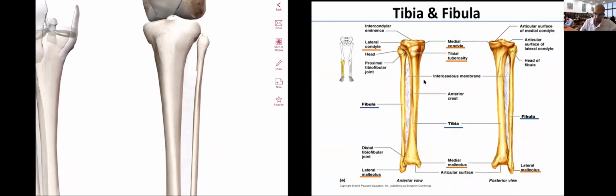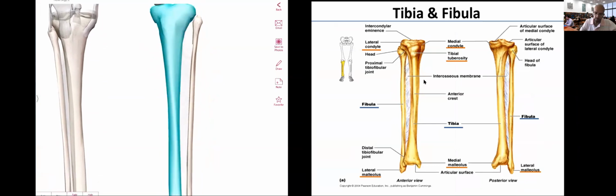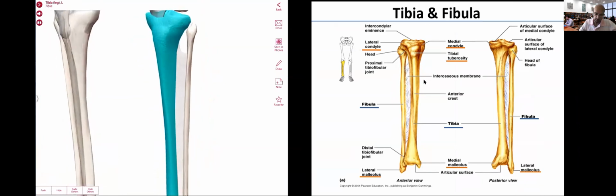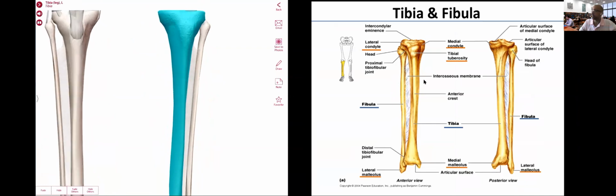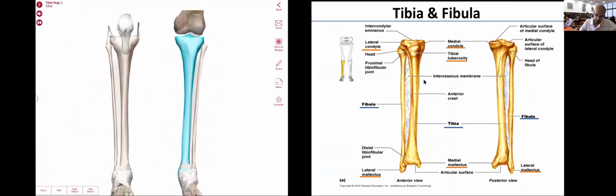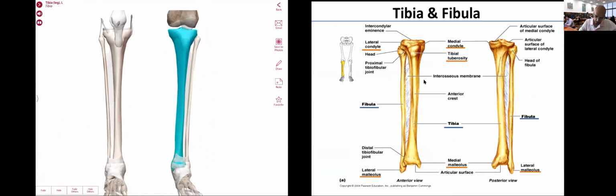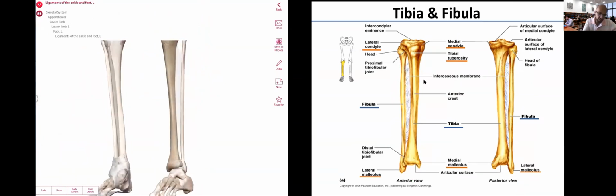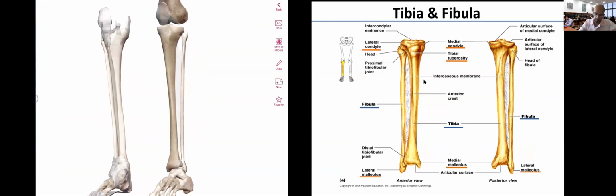Moving on to the bones of the leg. We have the large bone of the leg on here, which is located on the medial side. This is going to be my tibia. And the tibia is the bone that holds all your body weight down to the foot. All your body weight gets transmitted from the femur down to the foot by the tibia.